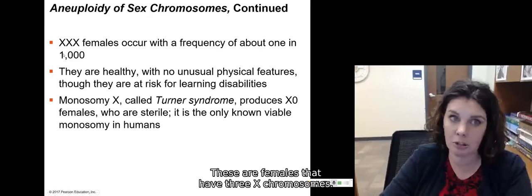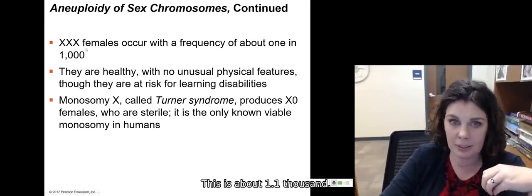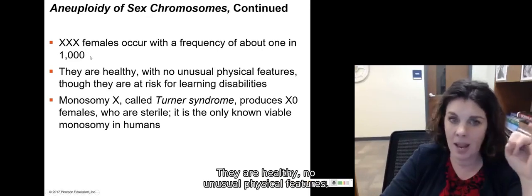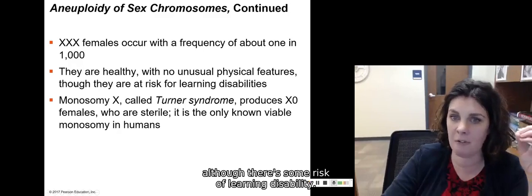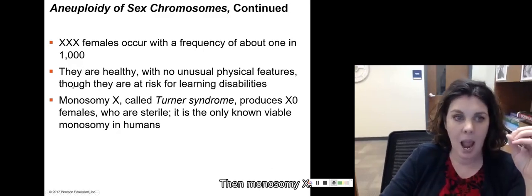XXX females, these are females that have 3 X chromosomes. This is about 1 in 1,000. They are healthy, with no unusual physical features, although there's some risk of learning disabilities.